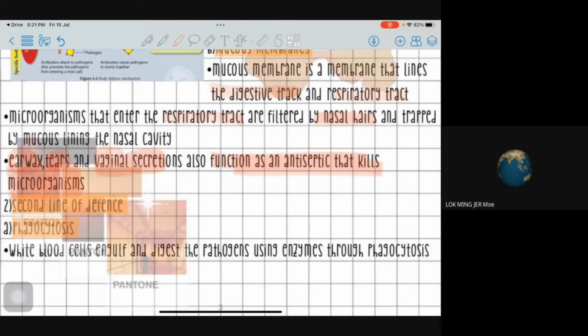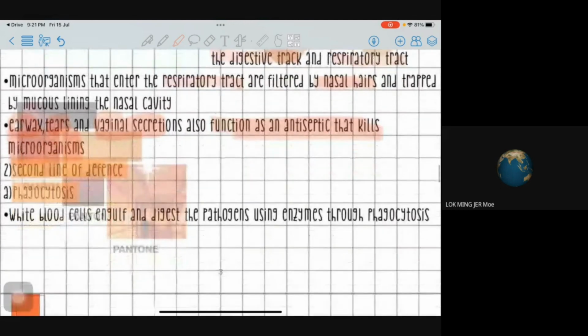Earwax as well. Don't frequently use the cotton bud to clean your telinga, because the earwax also has a function. So that is the first line defense.